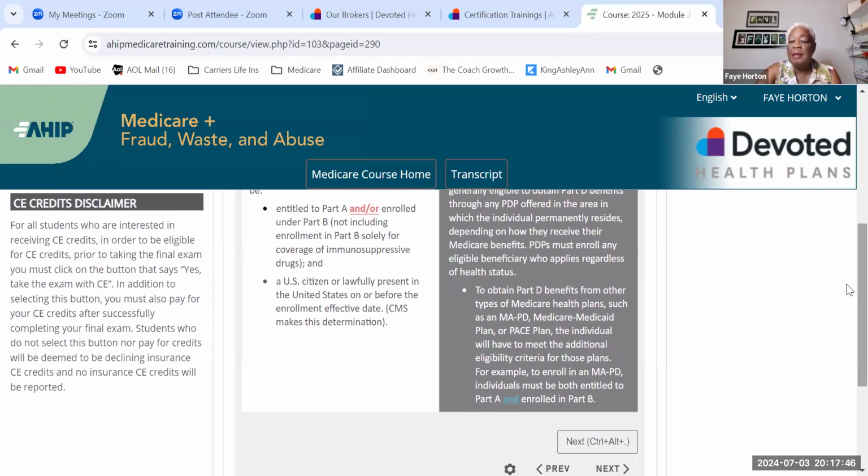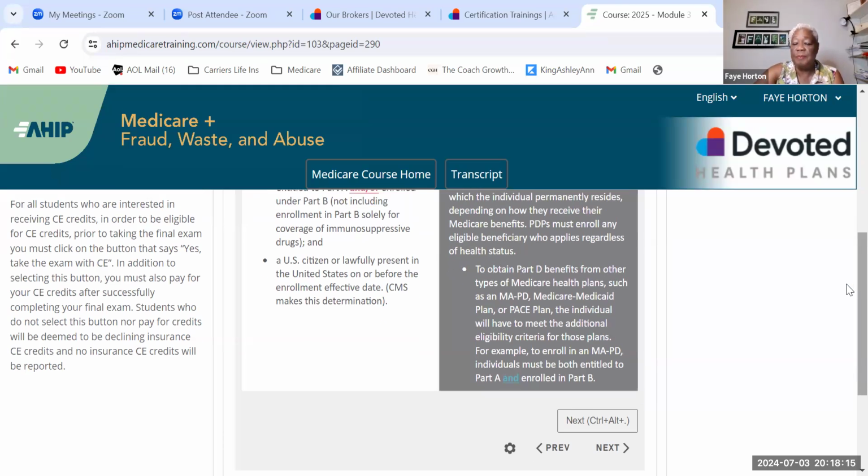To obtain Part D benefits from other types of Medicare health plans, such as an MAPD, a Medicare-Medicaid plan, or a PACE plan, the individual will have to meet the additional eligibility criteria for those plans. For example, to enroll in a MAPD plan, individuals must be entitled to A and enrolled in Part B.